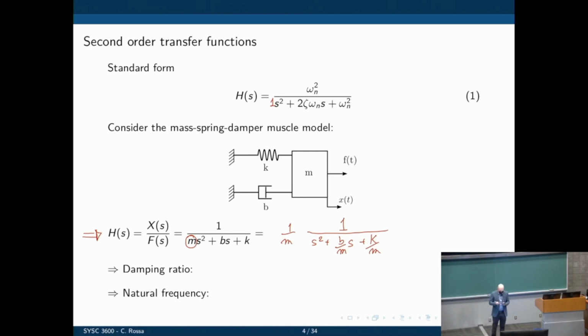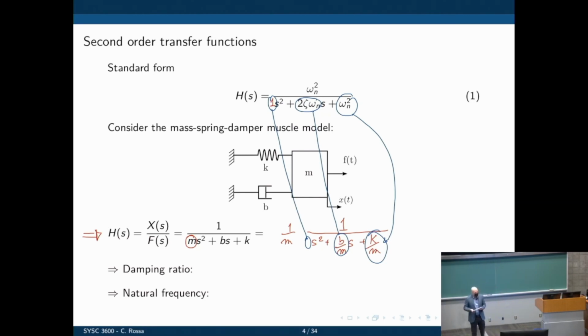And what else can we do now? Well, now we can compare the coefficients of the transfer functions here. So these two are equal. That's good. It's 1 and 1. 2 zeta omega n multiplies s, and what multiplies s here is b over m. And omega n squared is the one that multiplies s to the power of 0, which is equivalent to k over m. So we know that omega n squared equals k over m. So omega n is the square root of k over m.